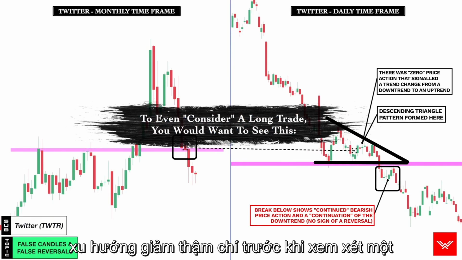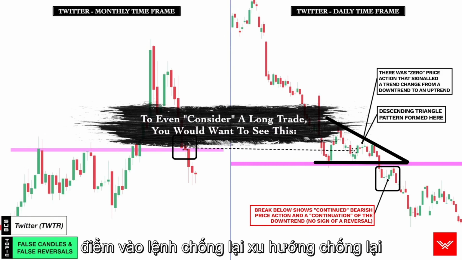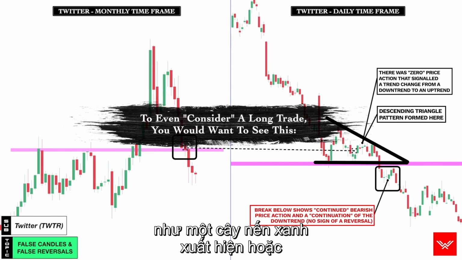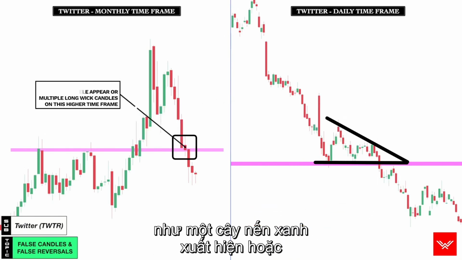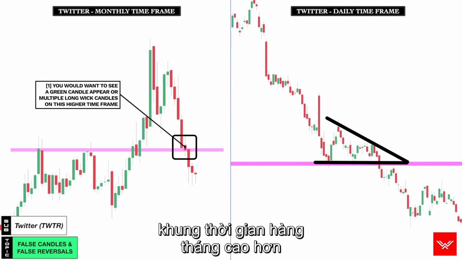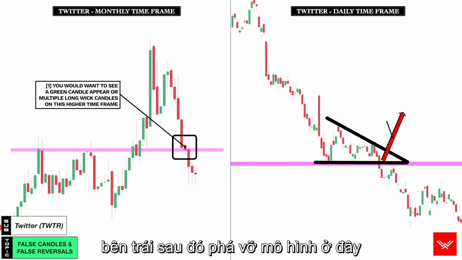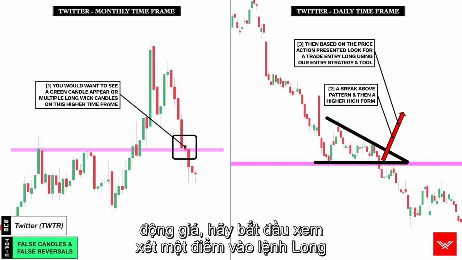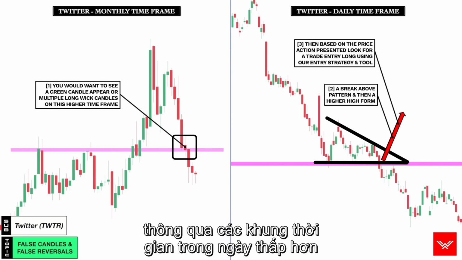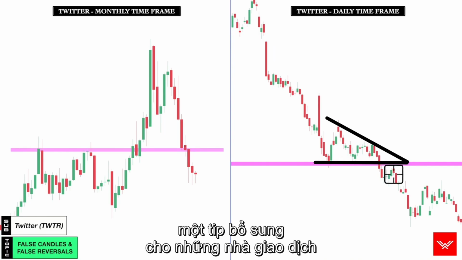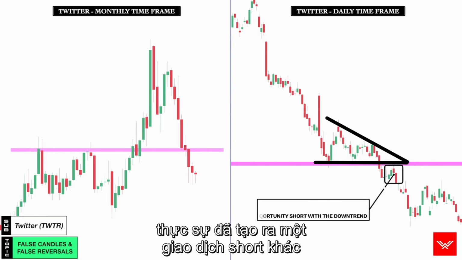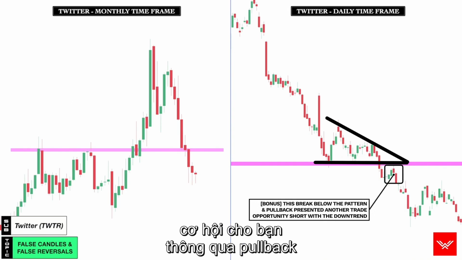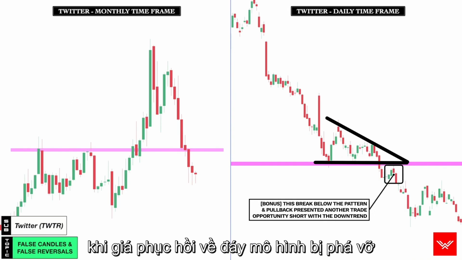Before even considering a counter trend entry against a very strong downtrend, you would have wanted things like a green candle to appear or multiple long wick candles to form on the higher monthly time frame on the left. Then a break above the pattern here and a higher high on the daily. And then, after all that, based on the price action setup, begin considering a long entry through the lower intraday timeframes. Also, as a bonus, for those trading with the moving downtrend, this here actually presented another short trade opportunity for you through the pullback to the broken pattern bottom.